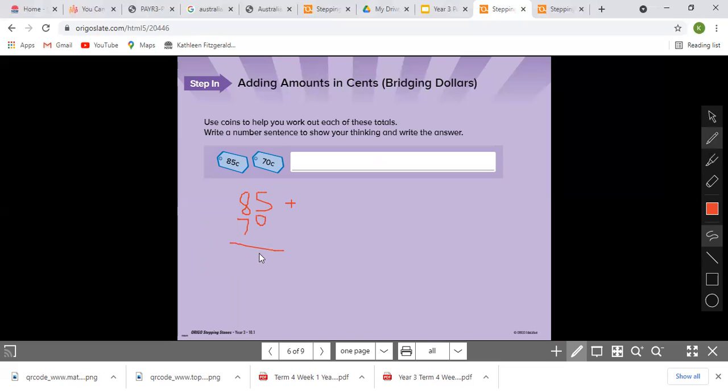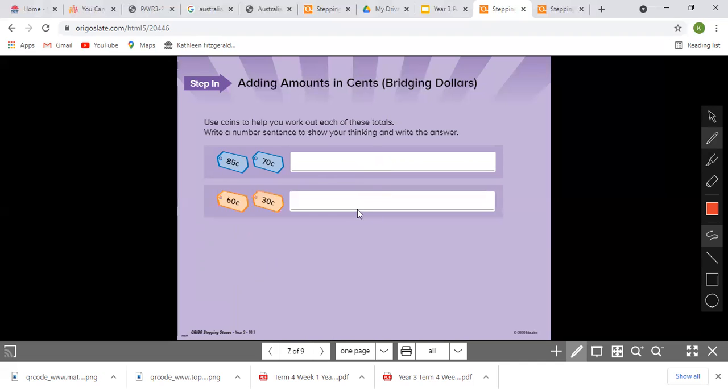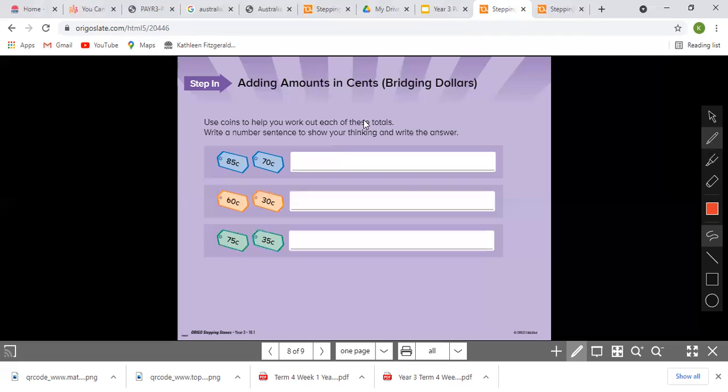Okay, and then you've got 5 plus 0 is 5, and 8 plus 7 is 15. And because we've got over 10 groups of 10, we need to make that a $1.55. Okay, and you'll keep working your way through those, adding them together. That's still in the step in, you can finish that yourself.